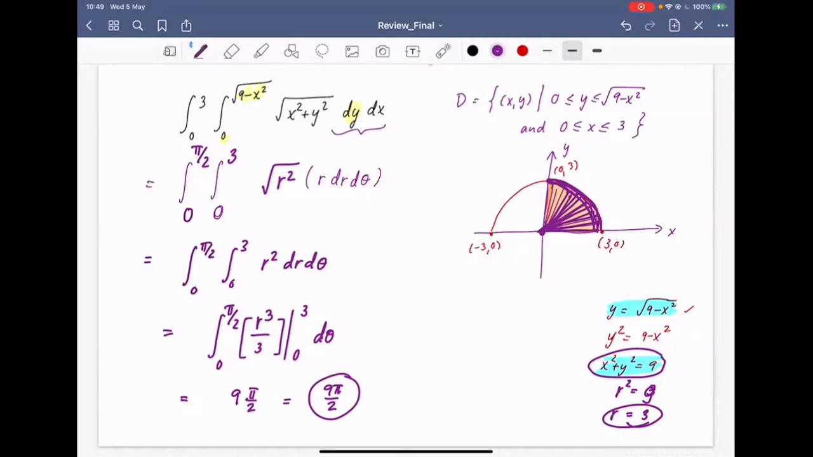You can see if you do the switching to dx dy, it's going to be terrible because you have to use trigonometric substitution.